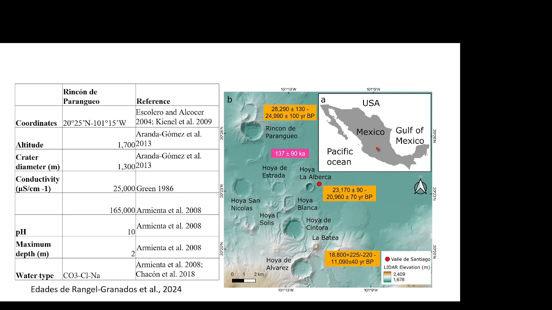Valle de Santiago has an altitude of 1,700 meters above sea level, has a diameter of about 1 kilometer, and the conductivity in the water has increased in the last year. The pH has also increased up to 11 that we measured 1 month ago, and the maximum depth of the lake was 2 meters in 2008, and last year it was completely desiccated.